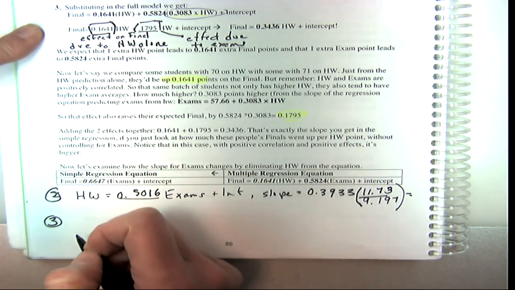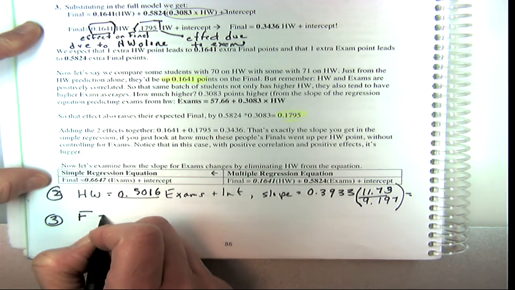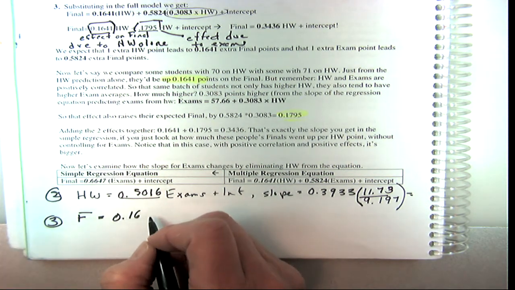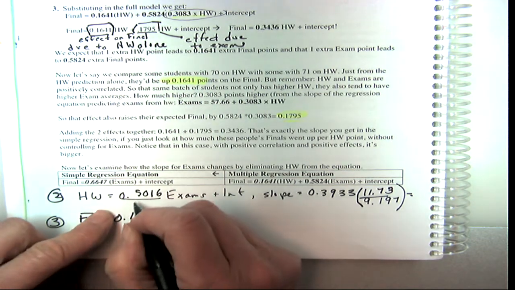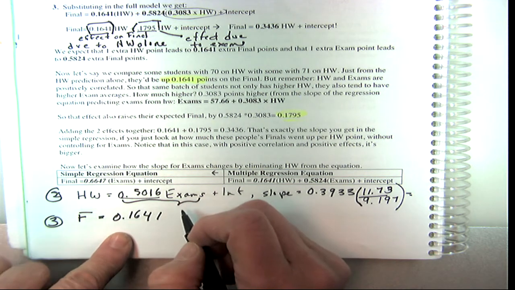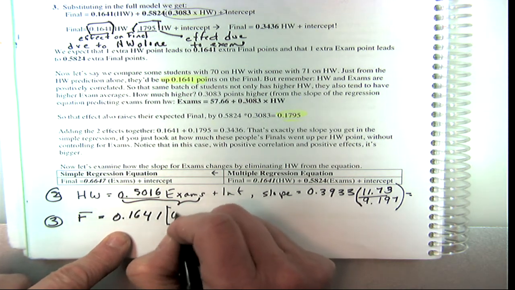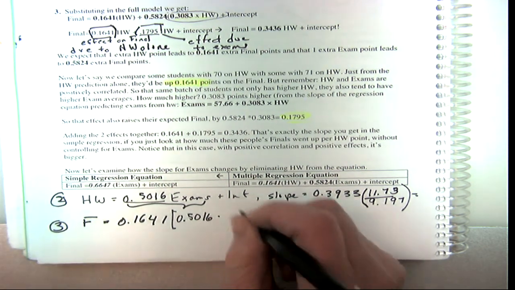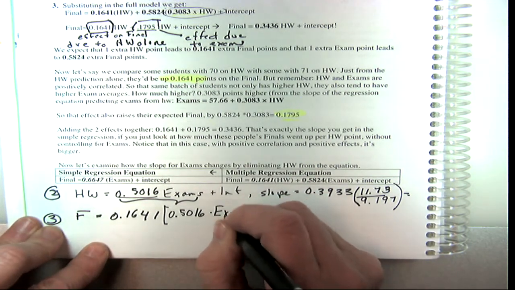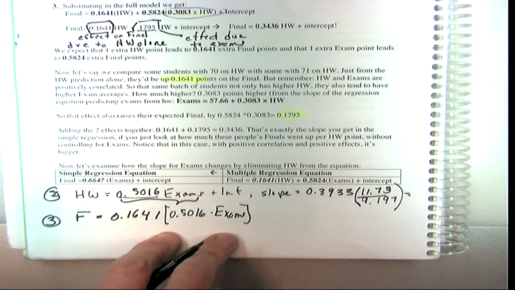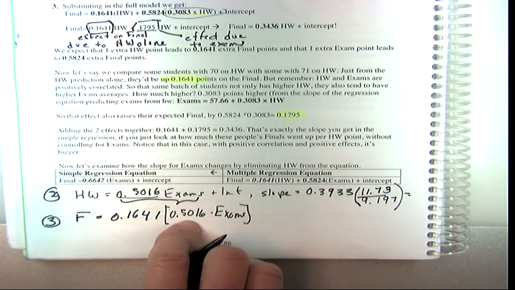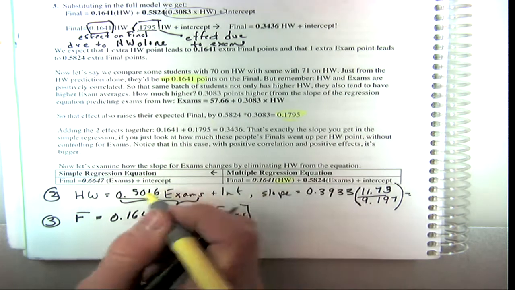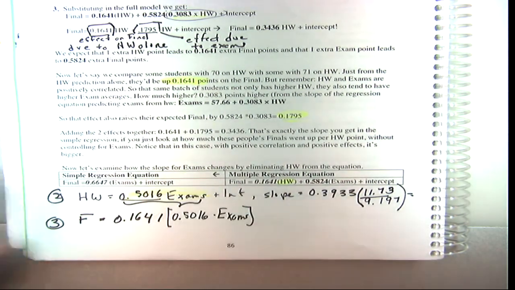If I follow the steps here, I'm substituting in the full model. So I have final is equal to, and the full model says 0.1641 times the homework, but I'm going to substitute this in for homework right here. So it will be 0.5016 times exams. I just want to get everything in terms of exams. Right? I just substituted for that, and this is the same thing as this. That's what I'm doing. I'm substituting.